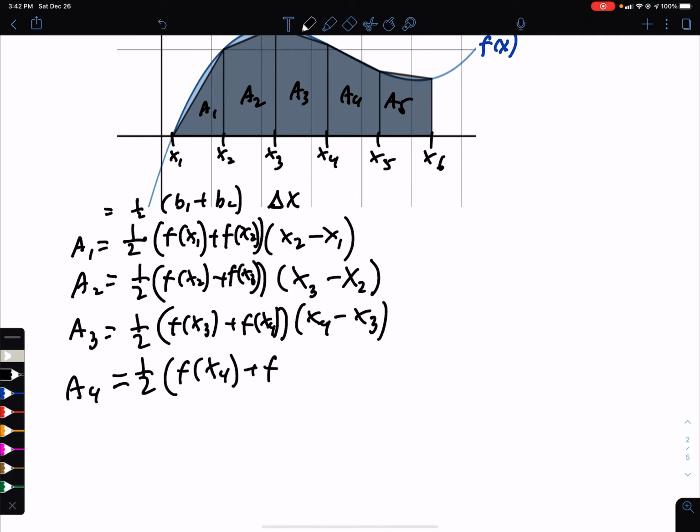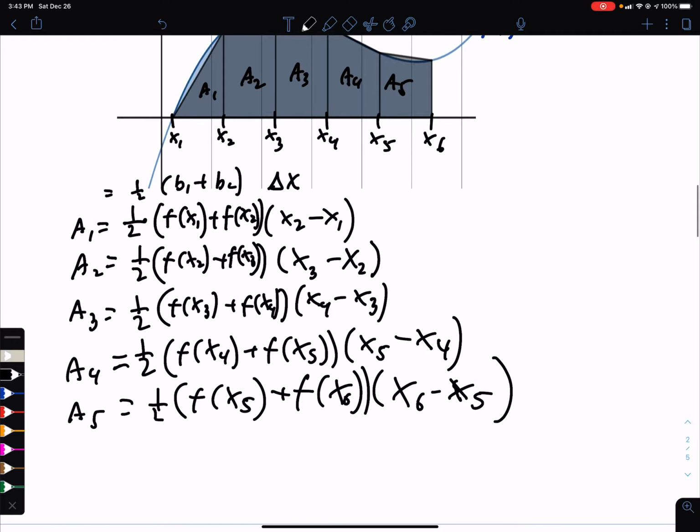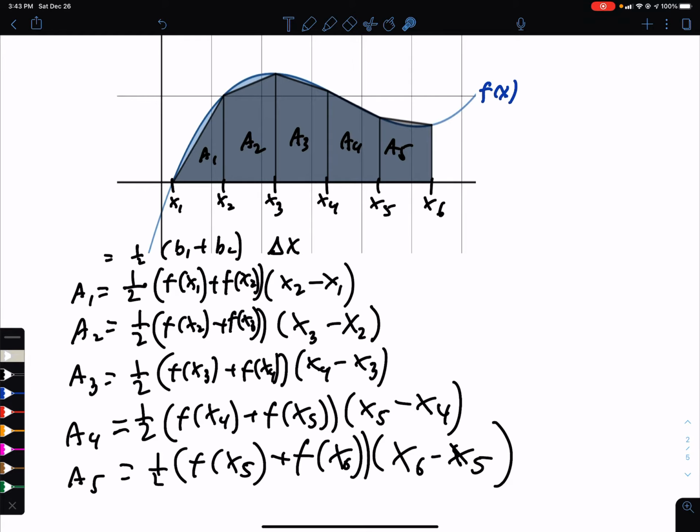Now, I'm not going to write this all out, but the next thing you would do is add up all 5 of these to get your total area. So that will get you the approximate net area under the curve. And this is called the trapezoidal approximation. It's more accurate than the left hand or right hand. So that's why we would do that. A lot more work, but more accurate.